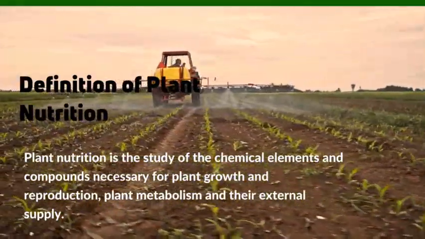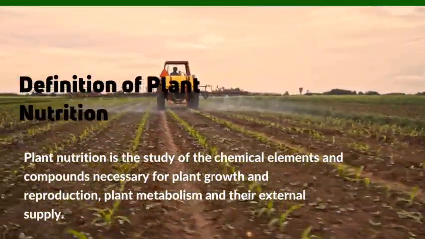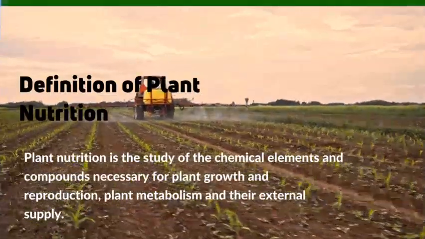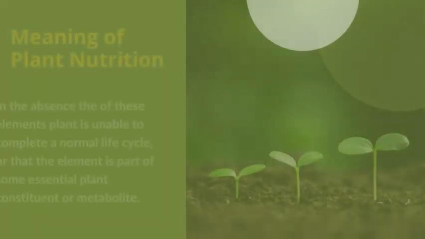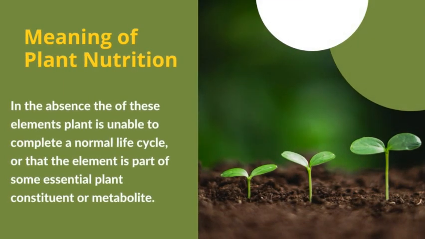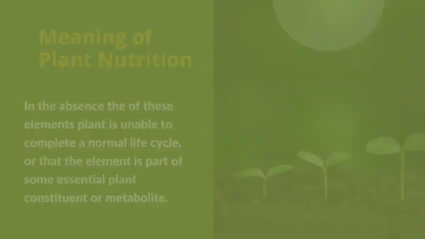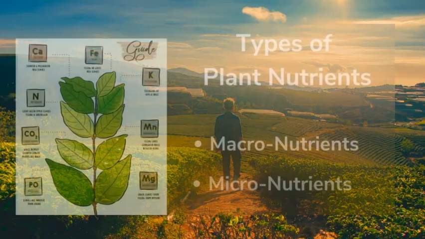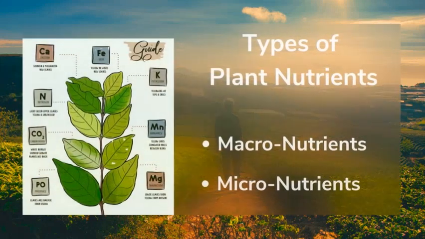The major ones found in the atmosphere are carbon, hydrogen, and oxygen. Hydrogen and oxygen are always in the form of water, while the carbon is usually in the form of carbon dioxide. Now, in the absence of these elements, plants are unable to synthesize their basic needs.